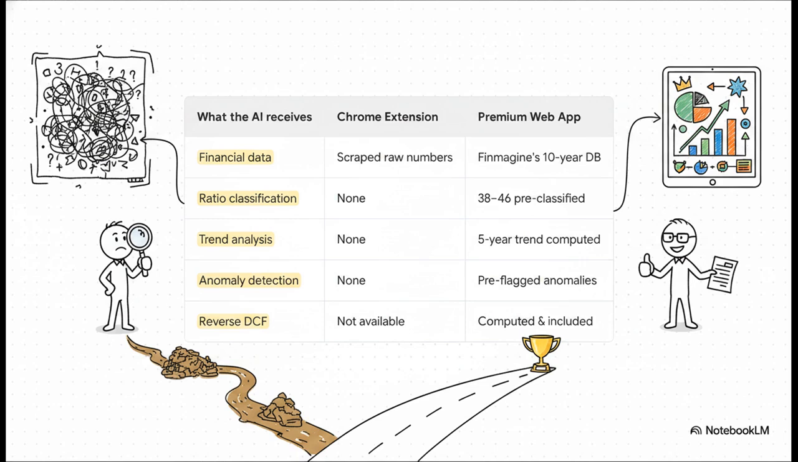This table shows you the difference between the free Chrome extension and the premium web app. The extension sends scraped, raw numbers, basically a data dump. But the web app sends pre-classified, trend-analyzed, and anomaly-flagged data from a deep 10-year database. It's literally the difference between handing your analyst a messy spreadsheet versus a neatly summarized high-level briefing. The quality of the output is just worlds apart.